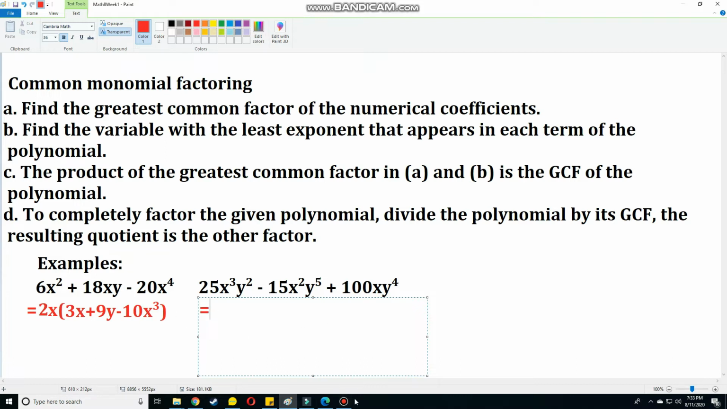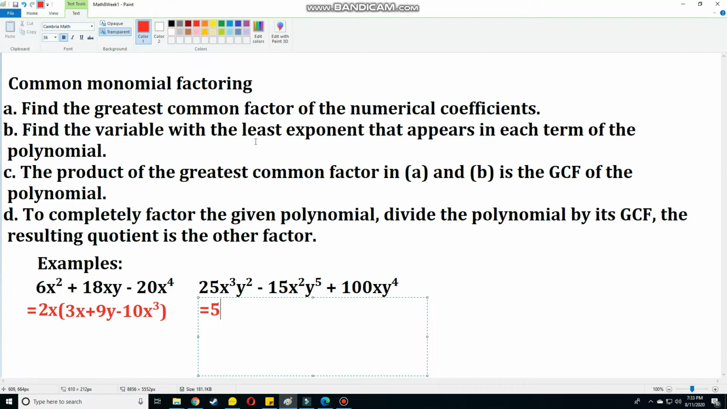The GCF is 5, because on the 3 terms, 25, 15, and 100, the 3 of them could only be divided by 5. The greatest that could be divided to them is 5, and the next is 1. Which is greater, 5 or 1? Then it's 5. Therefore, the GCF is 5. Now, let's go to the second step.